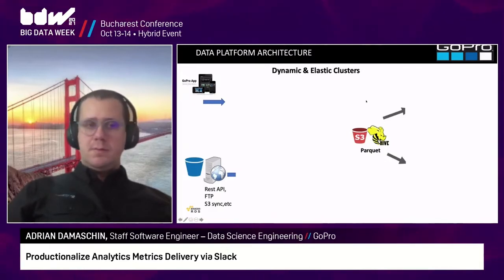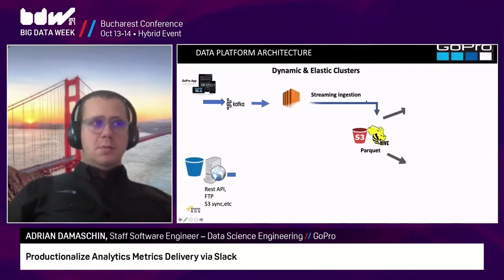So how are they getting there? First up is the streaming part, which is usually active for the app and the camera. We're using Kafka to handle incoming streams of data. And then we have streaming ingestion that puts everything in the data lake.